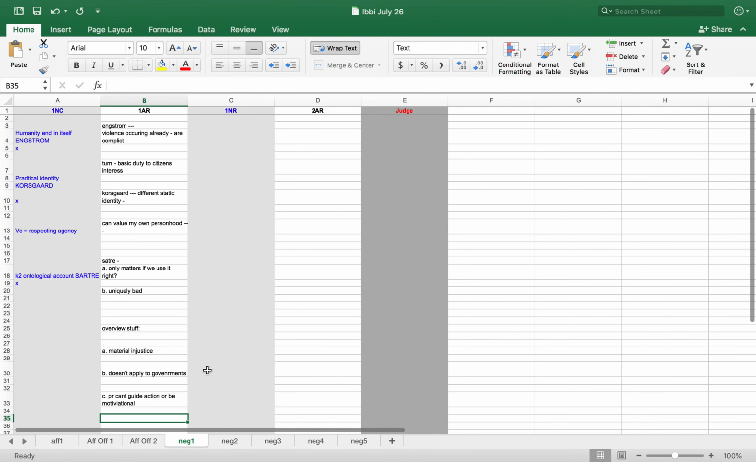The NC. I think argumentatively, like I said, everything is fine. I would put this overview stuff sooner and cut out the B point about not applying to governments because you said that on the case already.